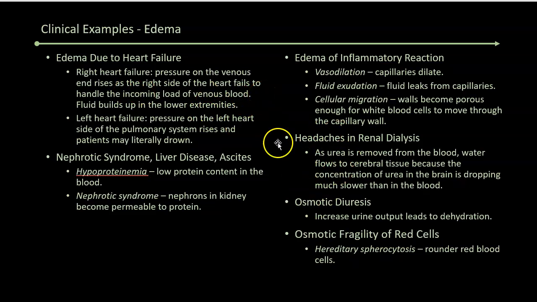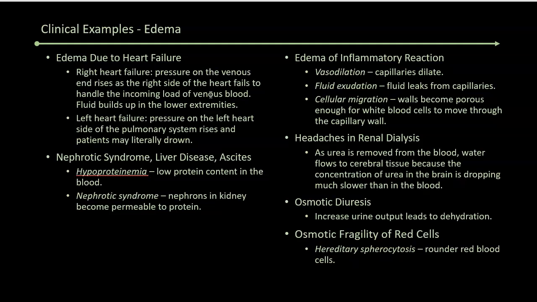Headaches and renal dialysis. In the cerebral tissue, there's urea. As you remove it from the blood, you create pressure. Your body's always trying to keep the concentrations the same, and the concentration in the brain is dropping slower than it is in the blood. You're removing it from the blood. So what's the fastest way for your body to even out the concentration? Pump water into the brain.